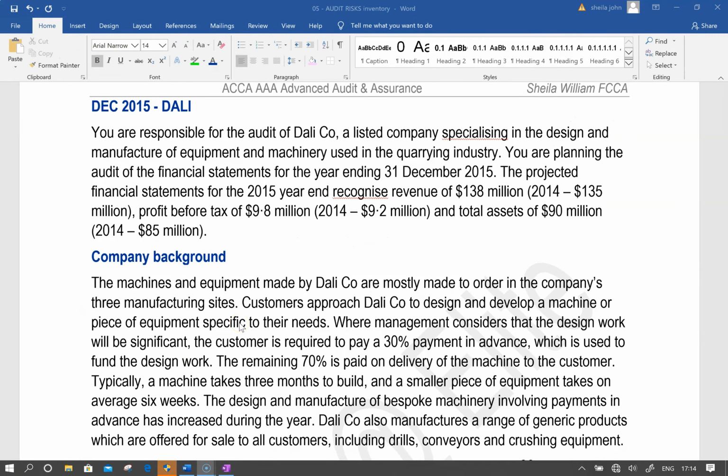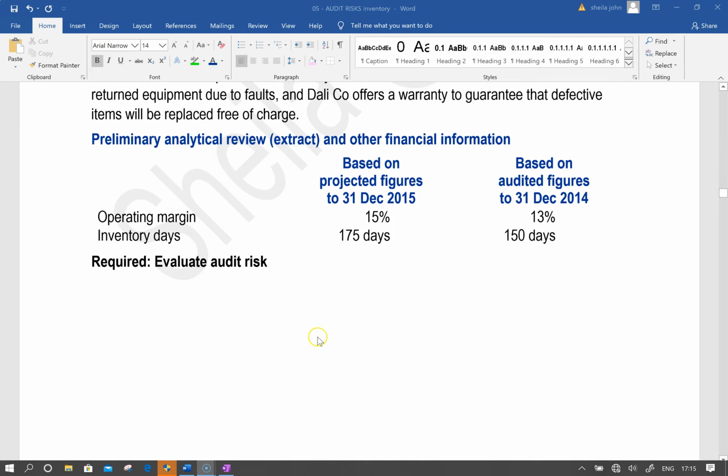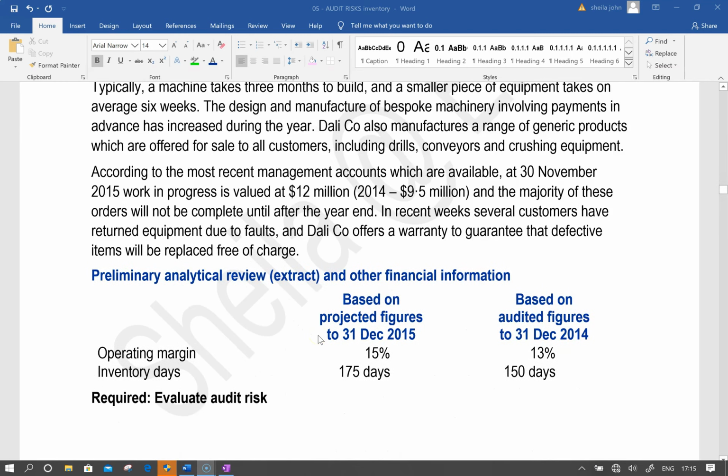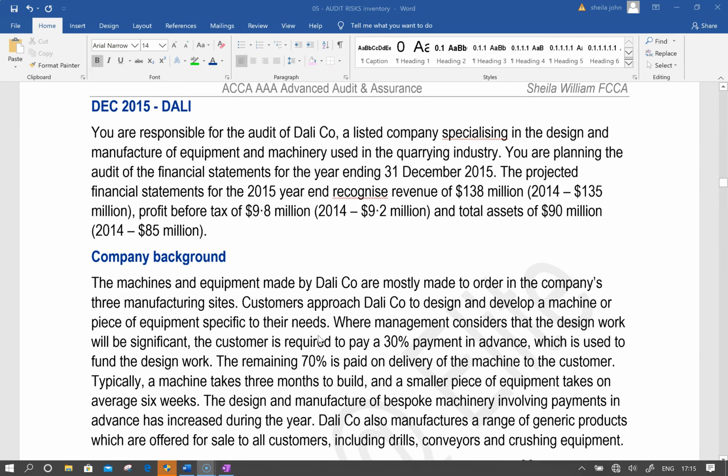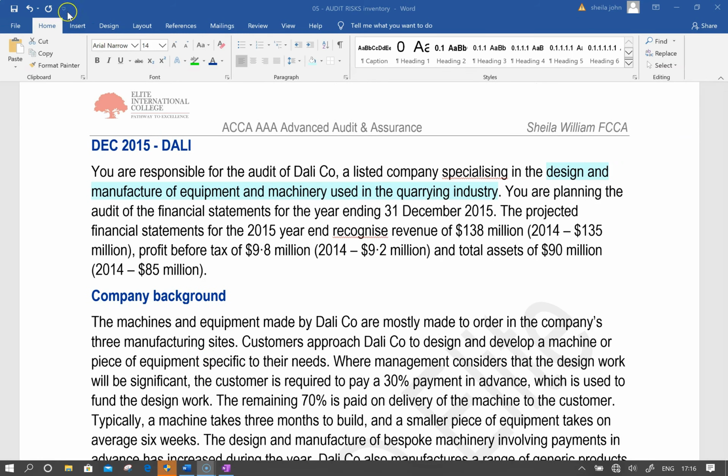Now let's have a look at another question called DALI. All right, remember we're focusing only on the area of inventory and nothing else. So at the bottom here, the requirement of the question says evaluate the audit risk. This is only an excerpt, okay? So it says you're responsible for the audit of DALI, a listed company. Normally, we would pick that up. As usual, it's very important to know what kind of business your client is in. Here, they're manufacturing equipment and machinery for use in the quarrying industry. So that would be your inventory.